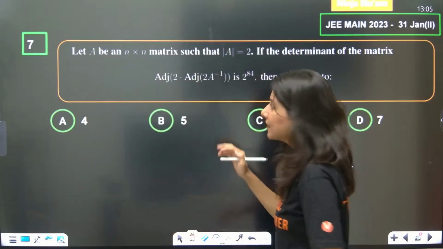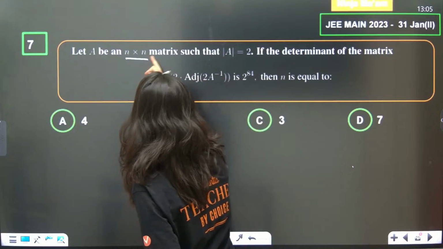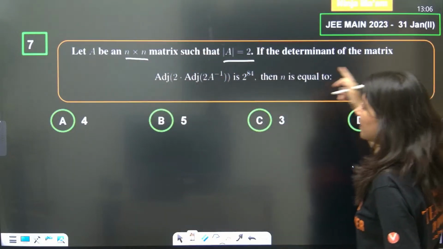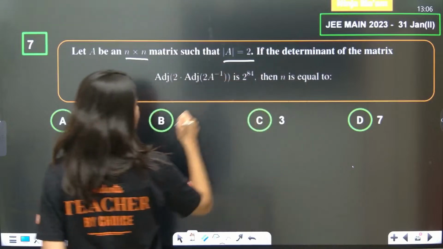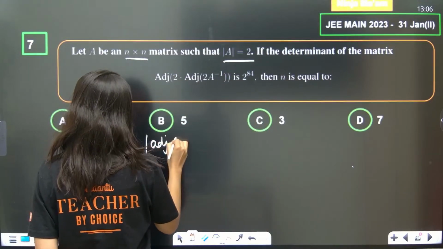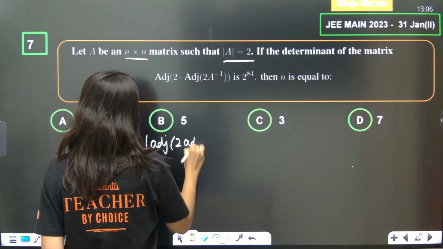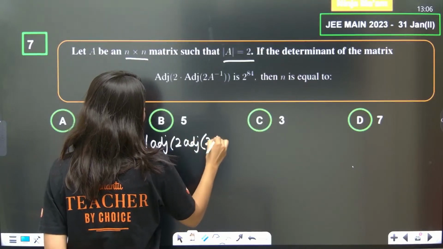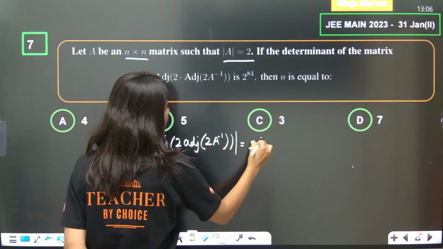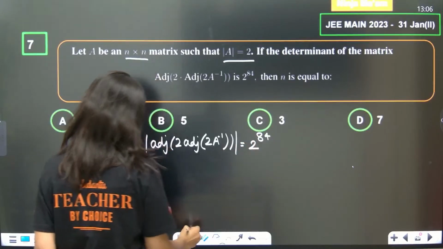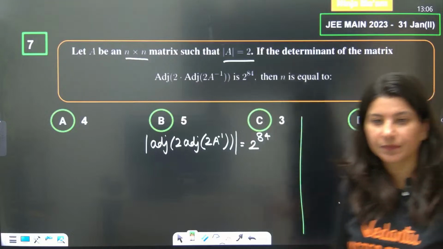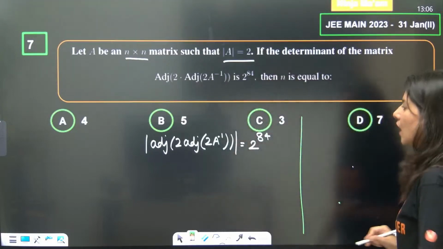Okay? Yes. So A is an n cross n matrix such that determinant A is 2, and the determinant of adjoint of 2 times adjoint of 2A inverse is 2 raised to power 84. All right? Yes. So now the properties.